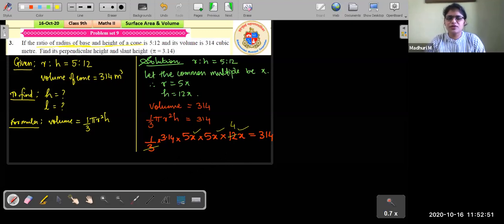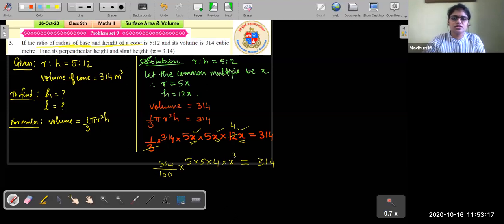And others, you can still be with me. So here we have 314 over, after the decimal point, there are 2 digits. So we divide by 100 times 5 times 5 times 4 and x cubed. Since there are 3 x's, 1, 2 and 3, that will be x cubed, and that is equal to 314. Right, students? Now again, just try to look at the numbers carefully.